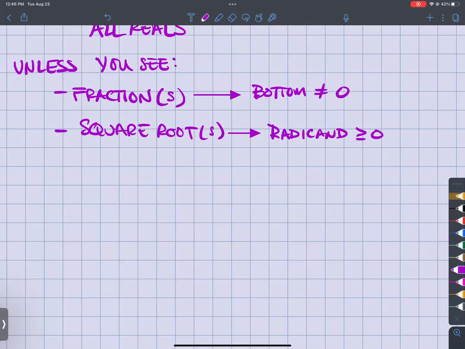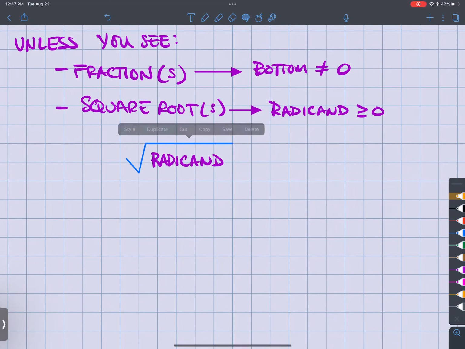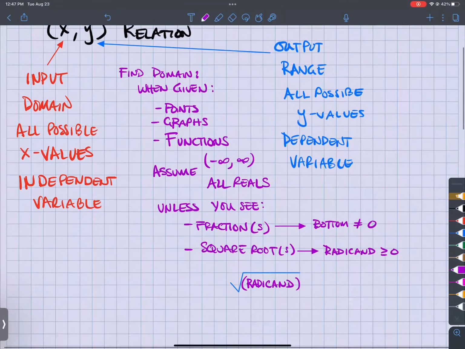Do we know what the heck a radicand is? Professor Chen, yes. Is that the number under the square root sign? It is. So let me go ahead and put that as an example here. There's your square root symbol, and the radicand is this thing right here. So that's called the radicand. It's the stuff underneath the radical. Any questions on that? So far, so good.